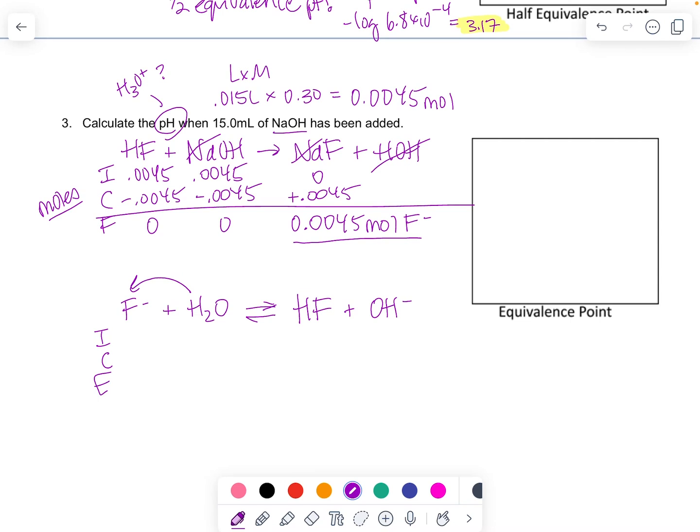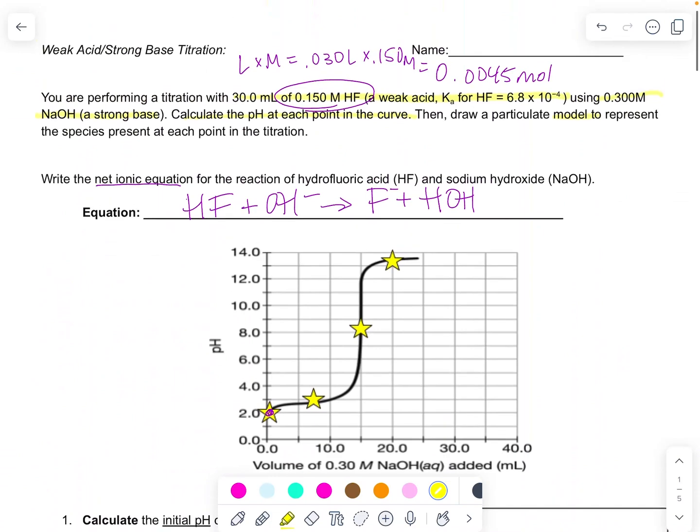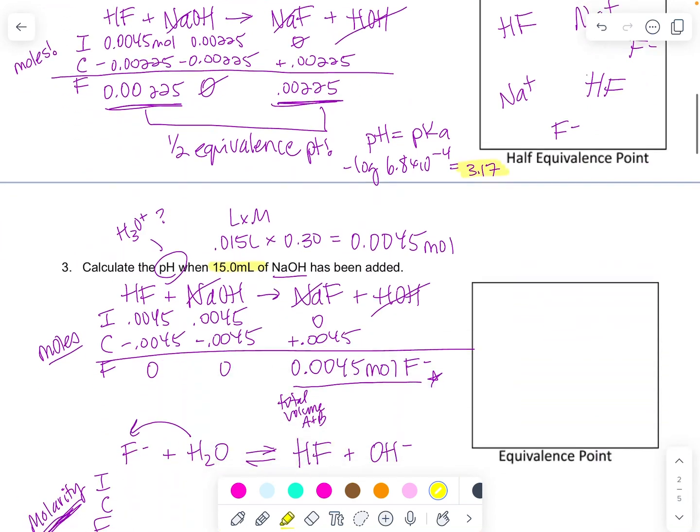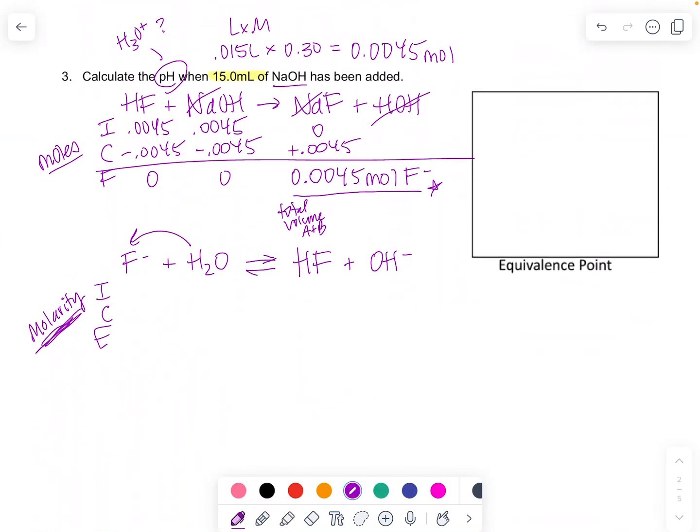Remember, this will be in terms of molarity. So my starting amount of my F minus is in moles. So before I can plug that value in, I need to find molarity of my F minus. So I have 0.0045 moles, and what I need to know is the total volume of the acid and the base. So I'm going to use this 15 milliliters of the base along with my starting volume of my acid, which was 30 milliliters. So 30 milliliters plus 15 milliliters is 45 milliliters, so 0.045 liters.